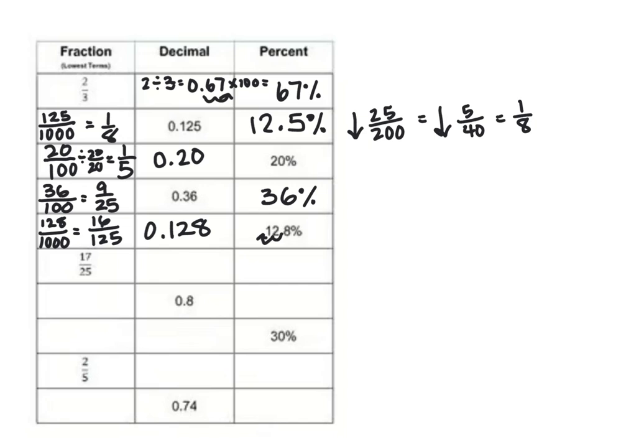17 over 25, so you can set that up as a division problem and do 17 divided by 25 and get 0.68. Move your decimal over 2 spots to the right and you have 68%. I hope this is all coming back to you.